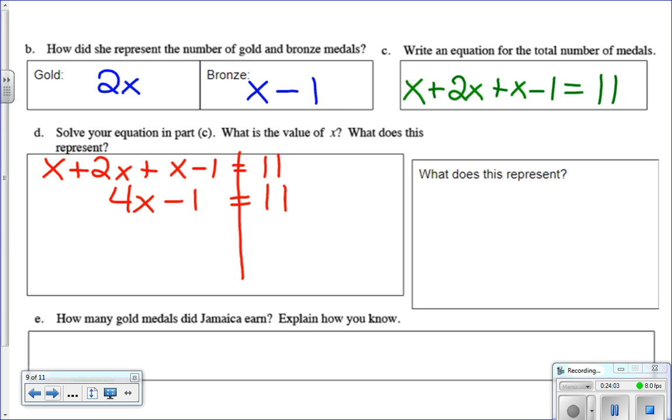All right, so what am I going to do next? I have 4x minus 1 equals 11. What's my next step in solving? Jake.